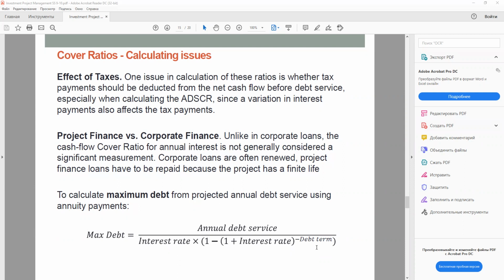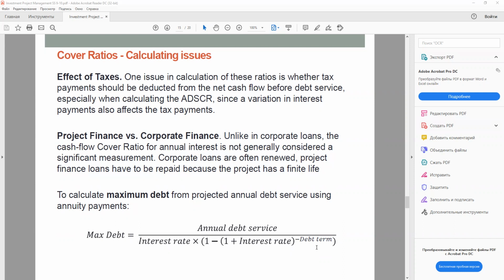Similarly, corporate finance accounting ratios such as the current or liquidity ratio are generally not used in project finance. Short-term liquidity is dealt with through the establishment of reserve accounts.